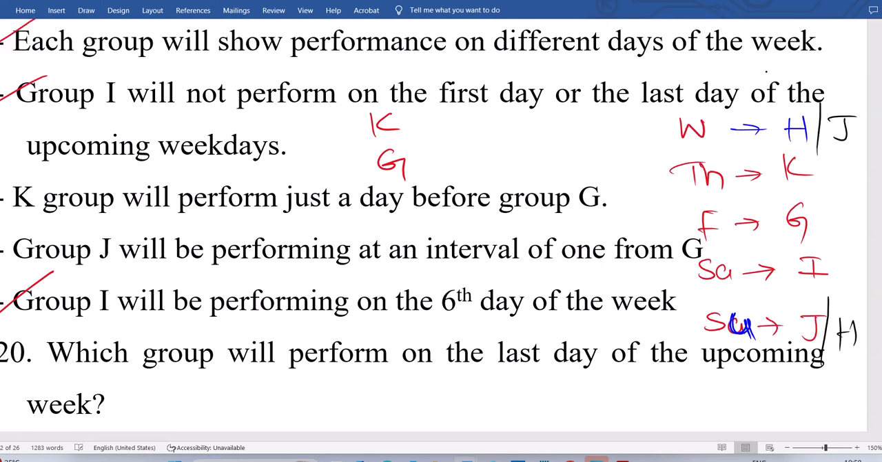They said one interval gap between J and G: J will perform at an interval of 1 from G. Is it after or before? Not mentioned. So two options are possible actually. Which one is it? Only God knows. We cannot say anything there. We cannot comment. In fact, there are a lot of questions where two answers are available, and we cannot question anything.